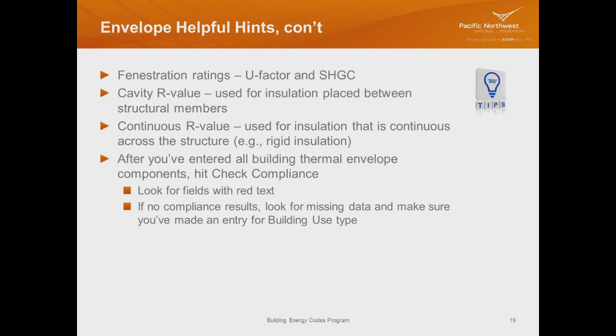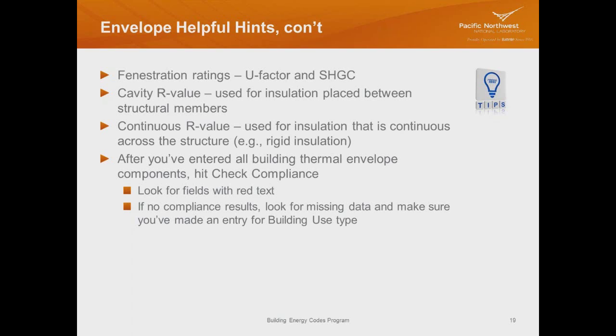It's rigid foam board. It could be structural sheathing, insulated siding, but it is insulation that has no thermal breaks and it's not between structural members. There are 2 columns in REScheck, one for cavity and one for continuous. So you want to make sure you know which one is applicable to the assembly type that you're entering for your building components.